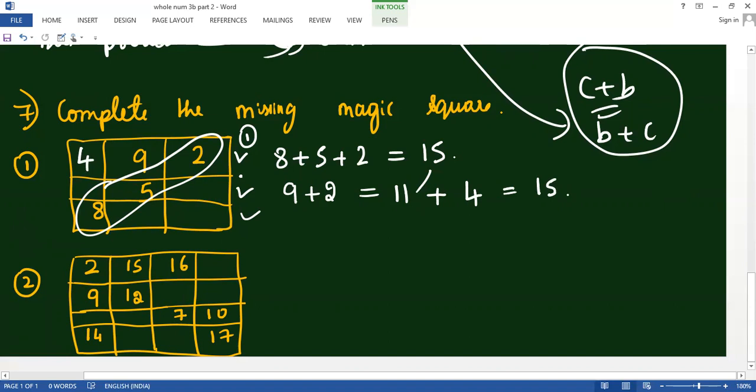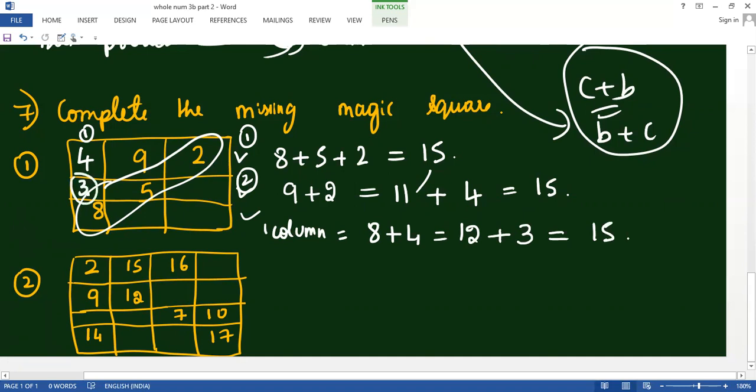Coming to the second row, it has only one number, 5, so we can't solve it yet. But in the first column there are two numbers, so we can easily find the third number. In the first column, 8 plus 4 is 9, 10, 11, 12. So the answer is 12, but we need 15. To get 15, we need to add 3. So the answer here is 3.